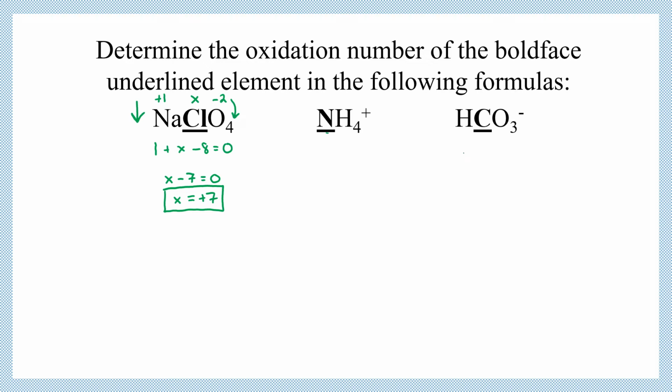Okay, for the next one, x for nitrogen, and then hydrogen gets a positive 1 if it's bonded to a nonmetal, which is true here, positive 1. So now we multiply. X plus 1 times 4 gets me 4. And then the positive 1 here is a 1. So to simplify it, I subtract 4 on both sides, and I get x equals negative 3.